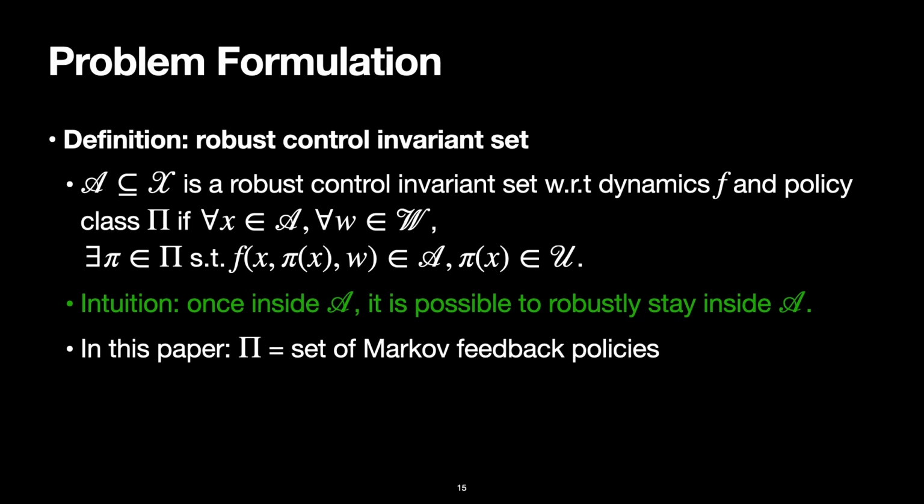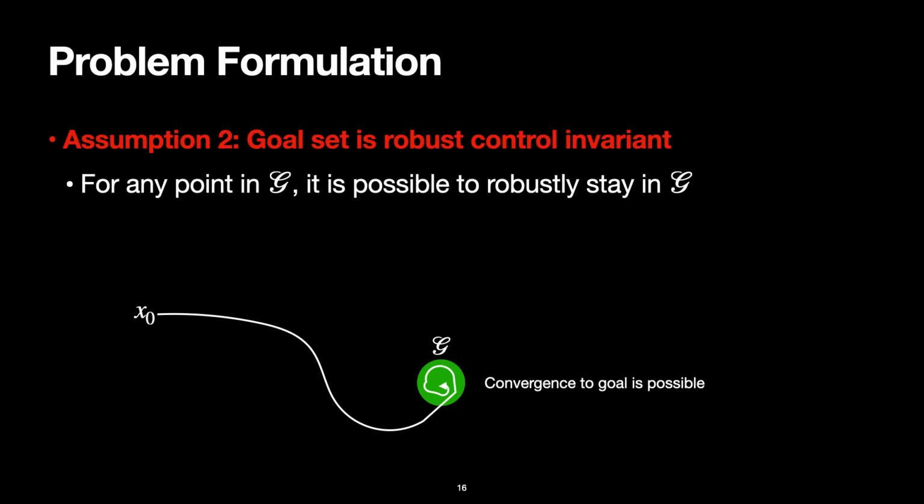This is a desirable property, as it may not be possible to converge to sets that are not robust, control invariant. In this work, we will let our policy class pi be the set of Markov feedback policies. Therefore, we will require that our goal set is robust, control invariant. This intuitively is required to give us the ability to converge to the goal set, since to converge, we need to be able to stay there once we get there.